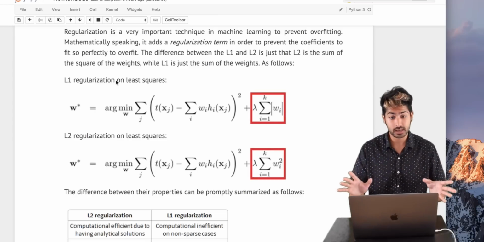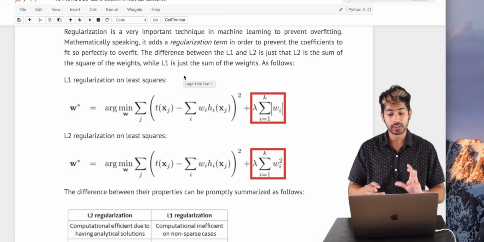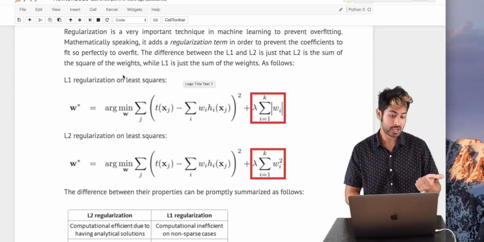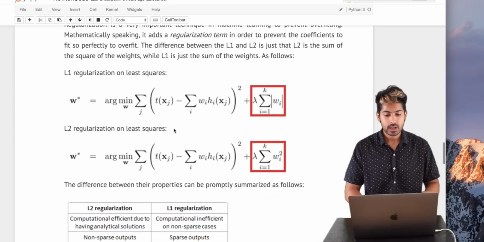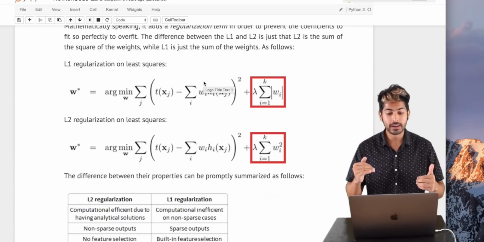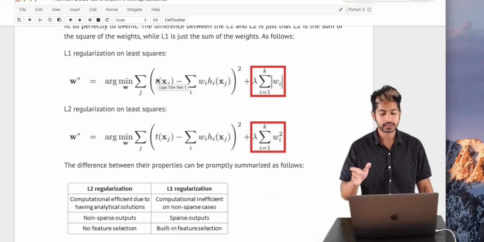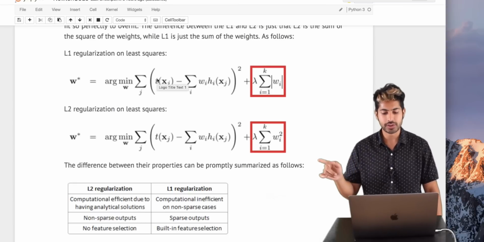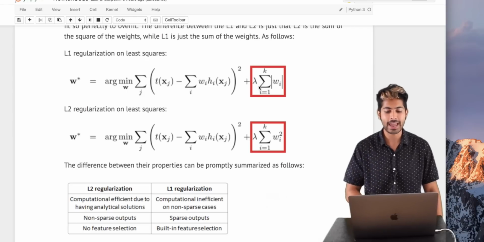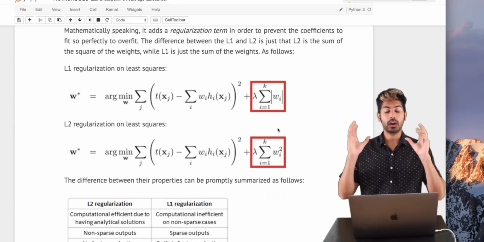Mathematically speaking, it adds a regularization term. There are two types of regularization that we're going to talk about: one is called L1 regularization and the other is called L2 regularization. The difference is L2 is the sum of the squares of the weights, while L1 is just the sum of the weights. So we have the actual output minus the predicted output, squared, plus our regularization term, which is the sum of the weights versus the sum of the squares of the weights, times this lambda term, which is the regularization term.